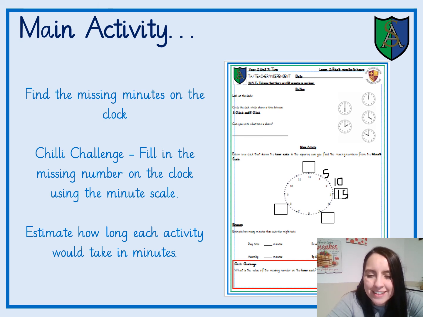What about next to the number 4 then? What would come next in our pattern? Well done, 20, because we know 4 times 5 is 20. Brilliant, and you will keep going until you've managed to fill all of those missing boxes in, okay? So you're finding the minute scale as you go around the clock.